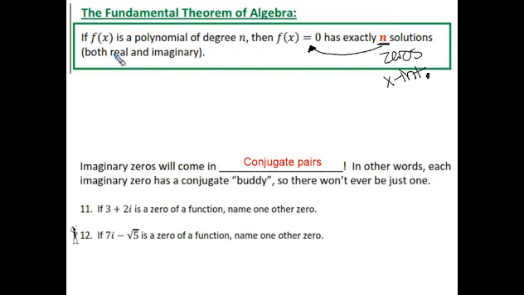Now, they might not always be real. Okay, we could have some imaginary solutions, but we could just have all real solutions. It just depends on your graph.